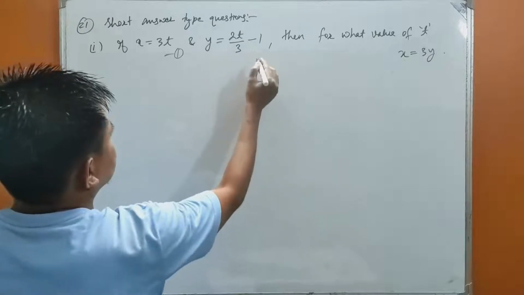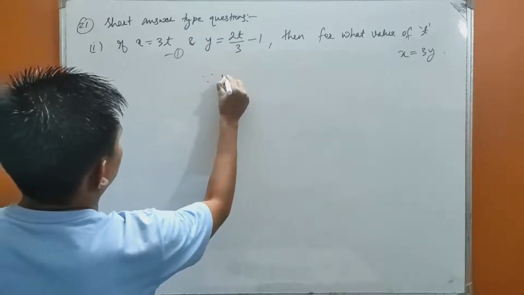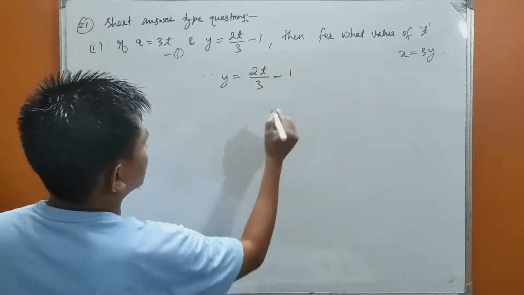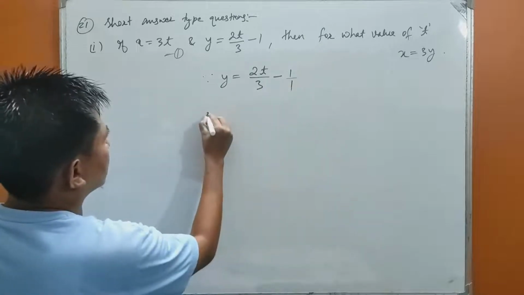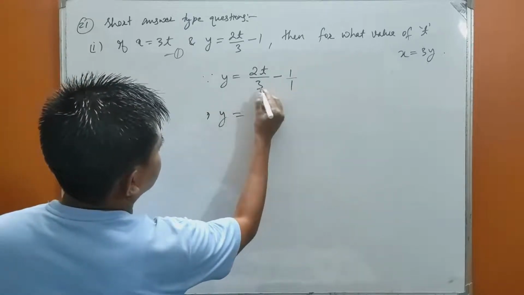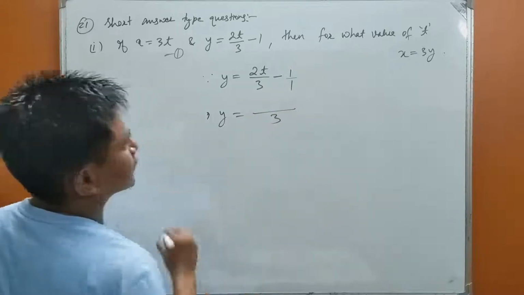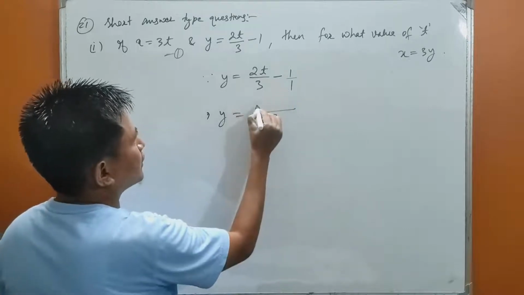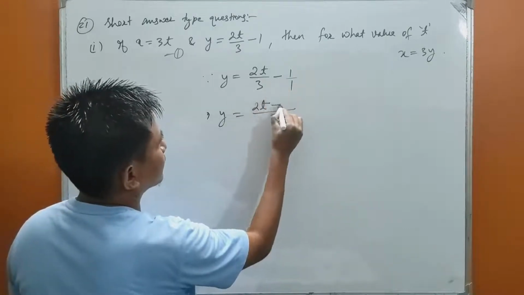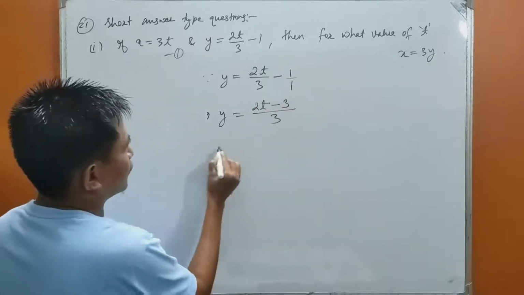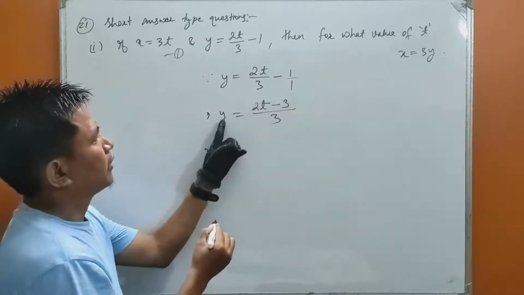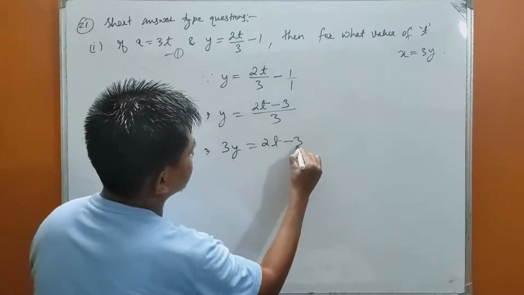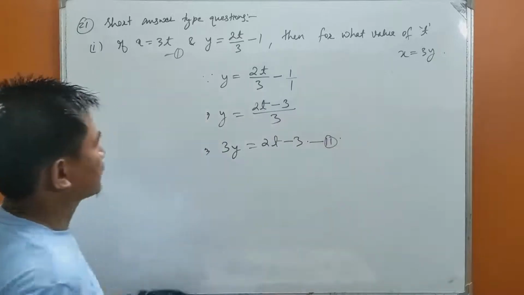First, let me simplify this equation. We have y equals 2t upon 3 minus 1, isn't it? So we have 1 in the denominator, or y equals, let us take the LCM of 3 and 1. The LCM is 3. So 1 into 2t is 2t minus 3 into 1 is 3. Now let us cross multiply this. 3 into y is 3y equals 2t minus 3, isn't it? This is equation 2.